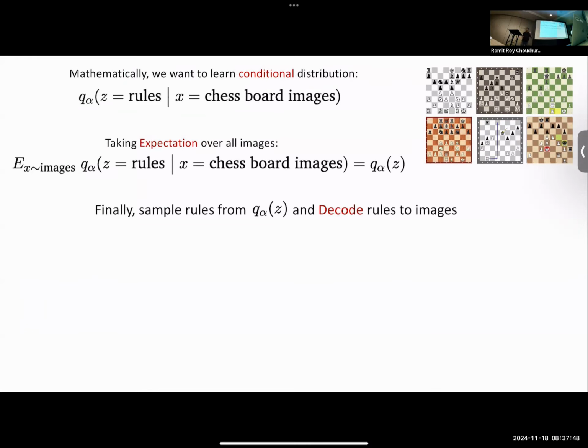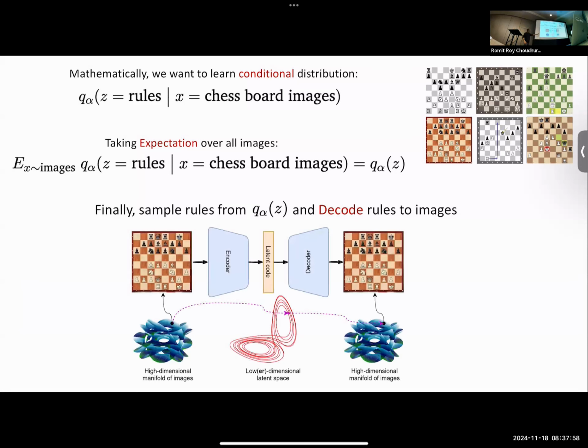So now once you learn QZ, which is the distribution on rules, you sample from QZ and you create images from it. So this is what a variational autoencoder will look like. There will be an encoder which will take images and generate rules. There will be a decoder that will take samples from these rules and generate an image. And you'll train this encoder and decoder in the following way. You'll say, here is a bunch of images of a chessboard. Can you learn some rules such that when you sample from those rules, you create the same images once again?